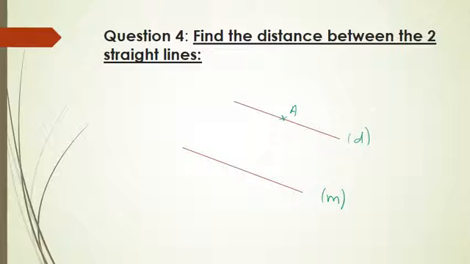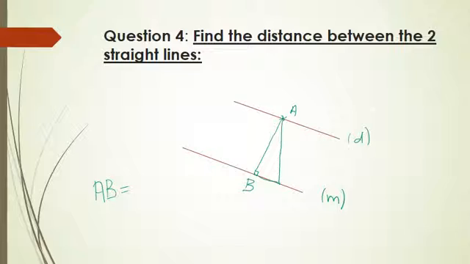Set square. Yes, so I put the set square. For example, suppose that the set square is like this. I put the short side on the line and the long side should pass through A. This is a perpendicular line. I name this point B. So the distance between the two straight lines is AB, and I measure its length.